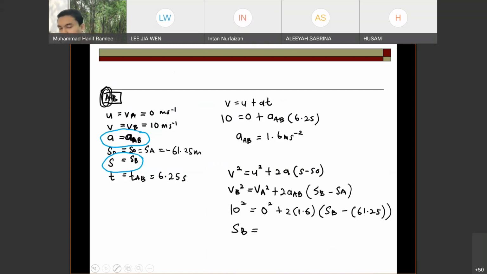Okay, so anyone, what is SB? Can you calculate for me? What is SB? Can someone help me to calculate to get the answer? Yeah, thank you, Ilian. Negative 30 meter. Okay, so done for the AB region. So this is the analysis that you have to go through. All right, the next one is BC.